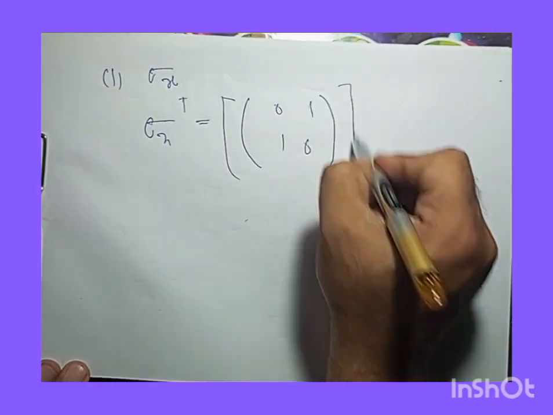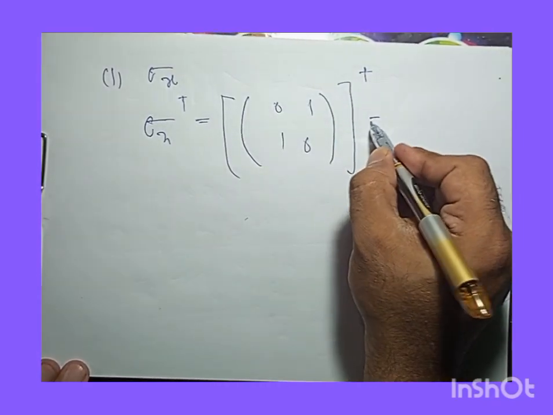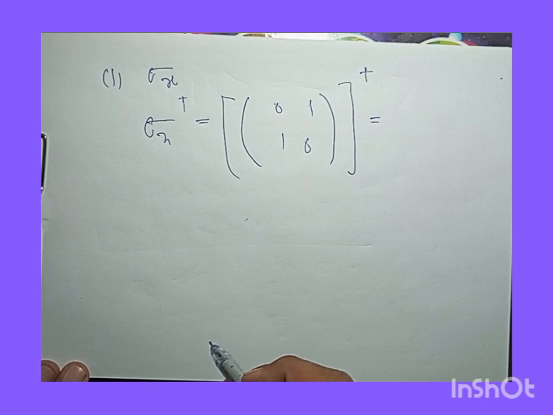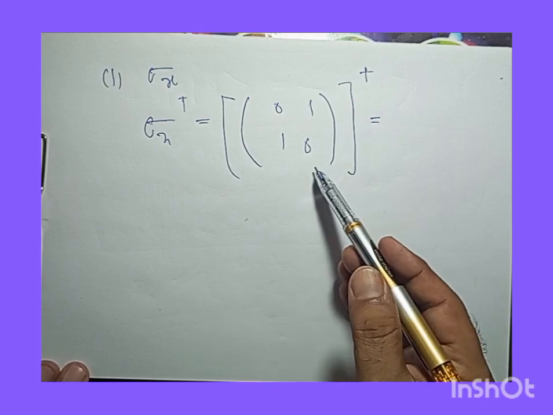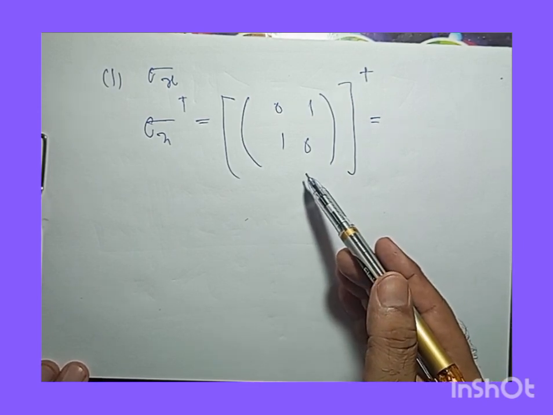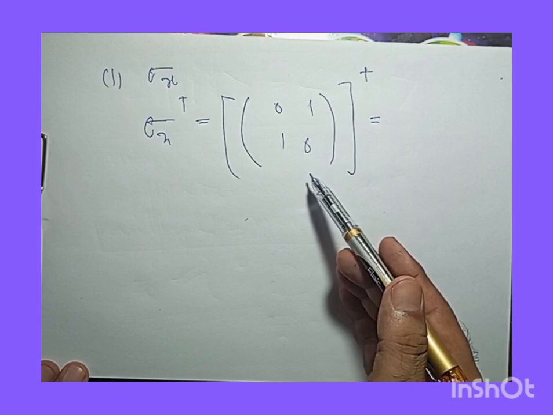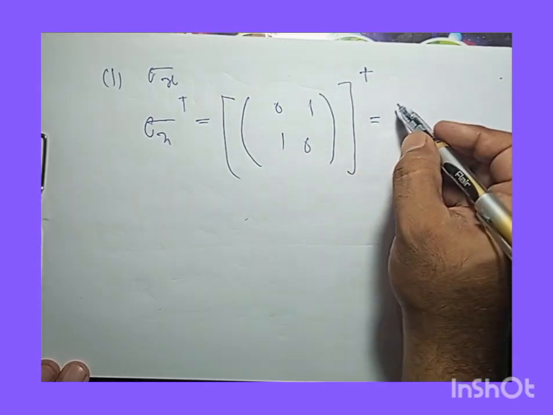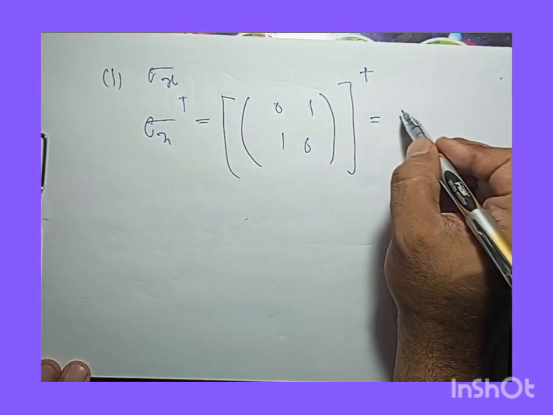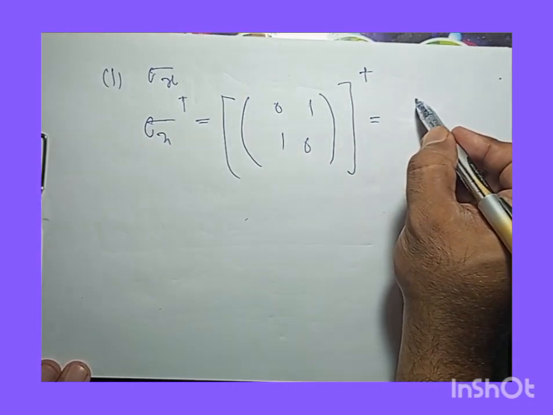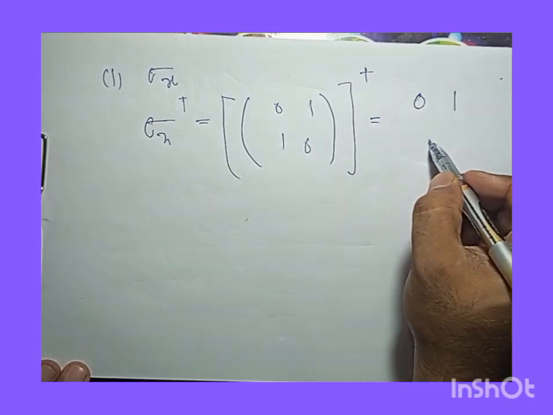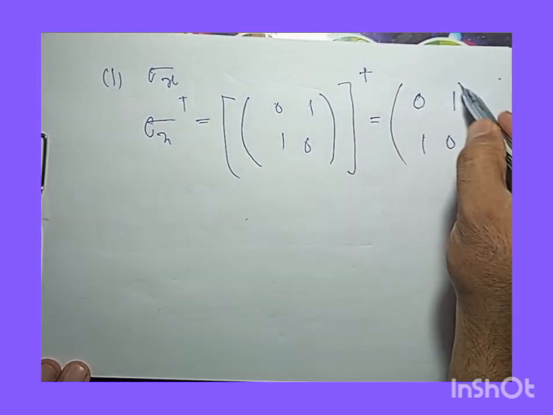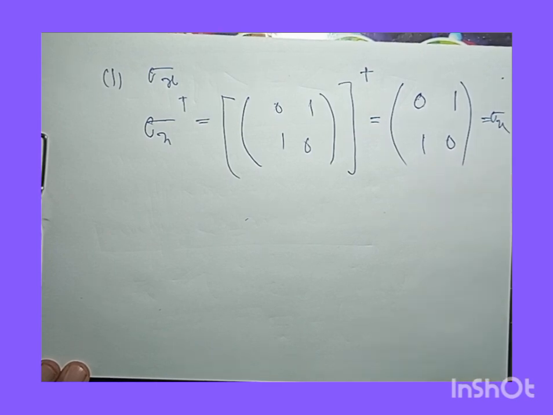Okay, I have to calculate its dagger. We have to transpose this matrix, but it won't change by complex conjugation because we are only dealing with real numbers in sigma x. So if I take its transpose and then take its complex conjugate, that's going to give me 0, 1, and 1, 0, the same thing, which is sigma x. So it's proved that sigma x is a Hermitian operator.